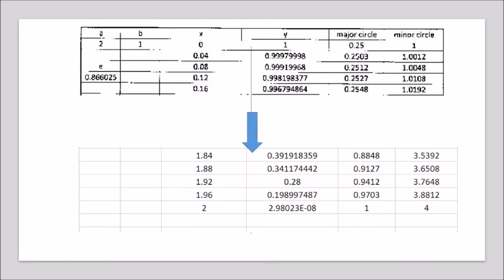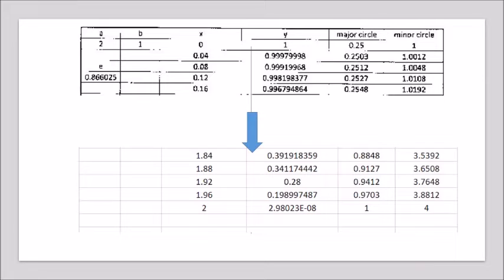Another item from last week has to do with the table of values that we generated for the ellipse. Here you see the top rows of the table and the bottom rows of the table, with the middle rows left out. I want to call your attention to what happens when x equals 0 and y equals 1 here at the top of the table. That is when we are on the minor axis.